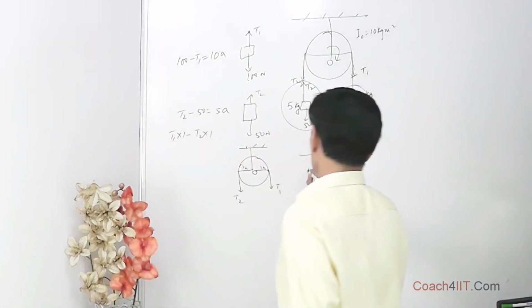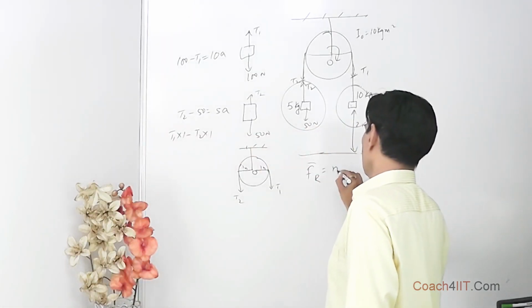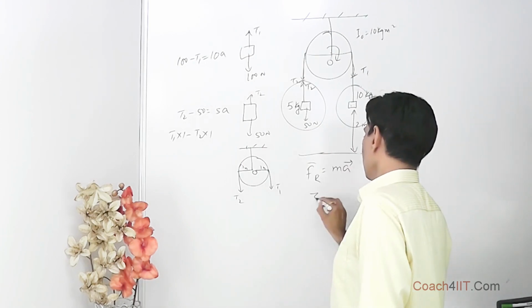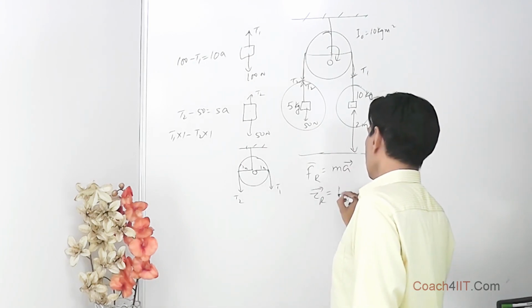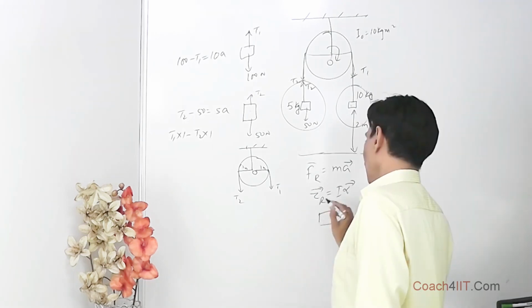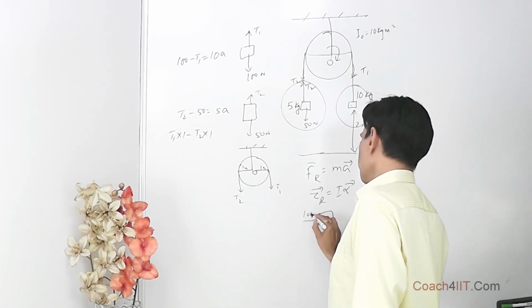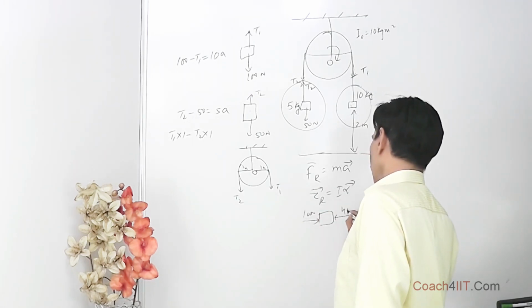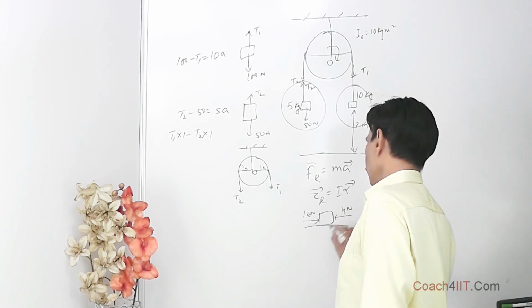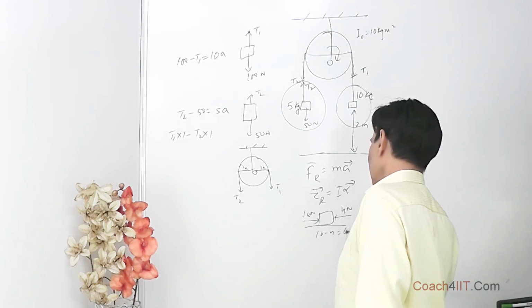As we have been using the formula net force is equal to mass into acceleration, similarly now we are using net torque is equal to I into alpha. As we have been doing in laws of motion, suppose 10 Newton is here, 4 Newton is here, we said net force is 10 minus 4, that is 6 Newton.